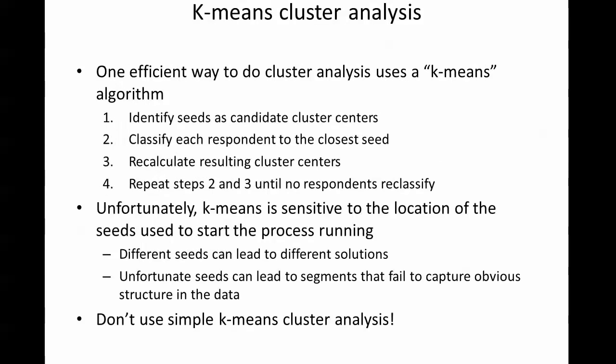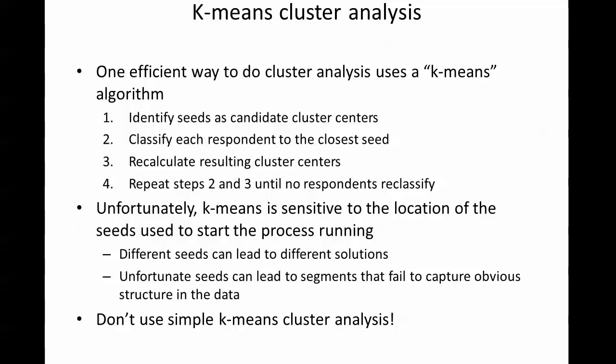One way of doing cluster analysis is called k-means cluster analysis, and it's a really efficient way of doing lots of cluster analyses quickly so that we can look at a lot of different candidate solutions. And the way the algorithm works is it identifies an initial set of seeds. So if we tell it, hey, we want to look at a 5-segment solution, what it does is it identifies 5 different seeds. And it calls them candidate cluster centers or centroids. And then in step 2, it takes each individual respondent in our cluster space, and it assigns them to the closest seed.